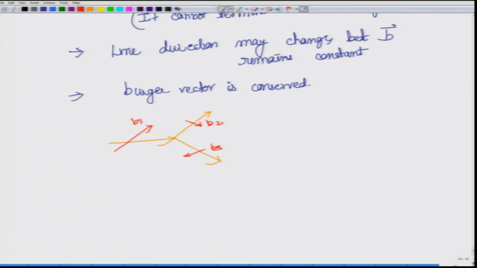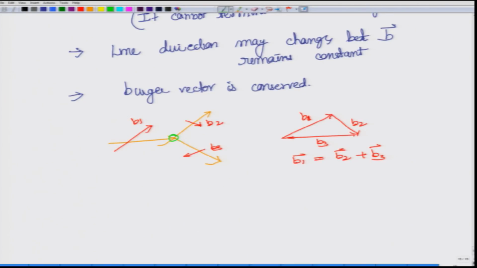When we say it is conserved, what we are implying is that B1 should be equal to B2 plus B3. So, although we have not drawn it to scale over here, this is how it should look, B1 equal to B2 plus B3. This is what we imply by conservation of Burgers vector. And again, a corollary of this is that if you take all the line directions going out from the node. So, this is your node over here.